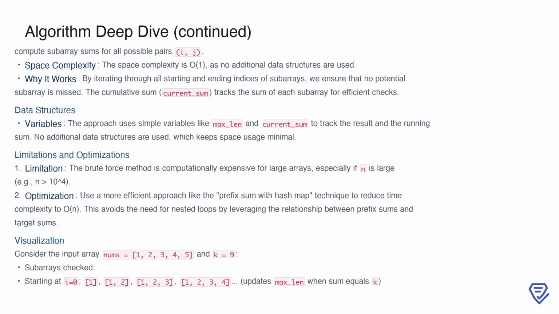However, the brute force method is not ideal for large arrays, especially when the size of the array, n, becomes very large, such as 10,000 or more elements. To address this limitation, we can optimize the solution by using a more advanced technique called prefix sum with hash map, which reduces the time complexity to O(n). This optimization eliminates the need for nested loops by taking advantage of the relationship between prefix sums and the target sum, allowing us to find subarrays more efficiently.